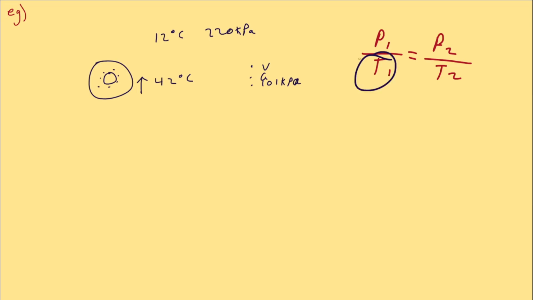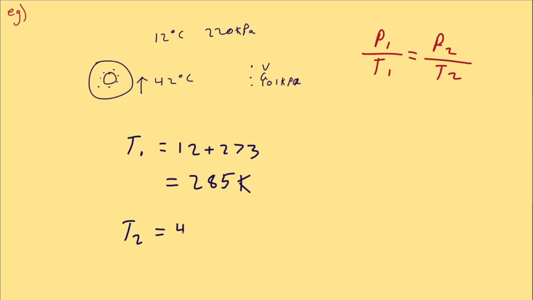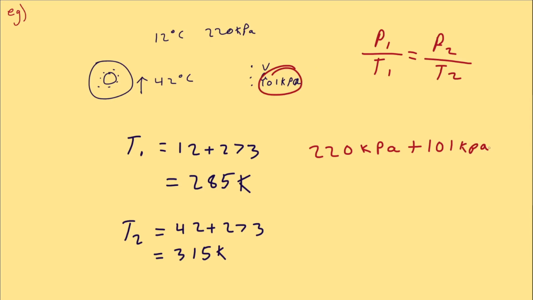Here's what we know. Temperature is in Kelvin for these kinds of equations, but we're given it in Celsius, so let's convert. Temperature 1, when it's 12 degrees, is 12 plus 273, giving us 285 Kelvin. By the way, that's how you convert to Kelvin. Temperature at the second time is 42 degrees, which is 42 plus 273, giving us 315 Kelvin. Next, we need to find the pressure before our driving session, so on the cold morning. This is 220 kilopascals from the gauge, added with the atmospheric pressure that we didn't consider, giving us an absolute total pressure of 321. So that's our P1 value.